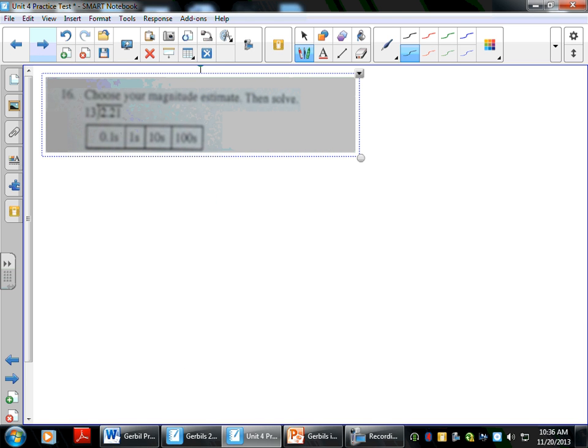This one right here, we have 2.1 divided by 13. Well, our magnitude estimate is going to tell us that we're dividing a small number by a bigger number, which means our answer is going to be in the decimals. Let's go ahead and work out this problem.